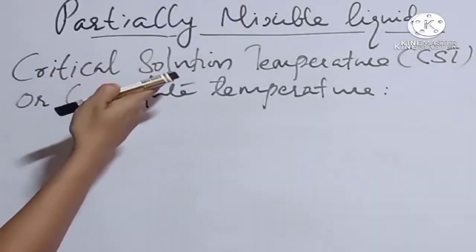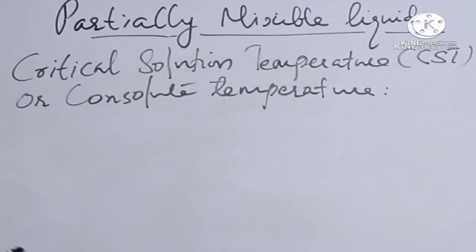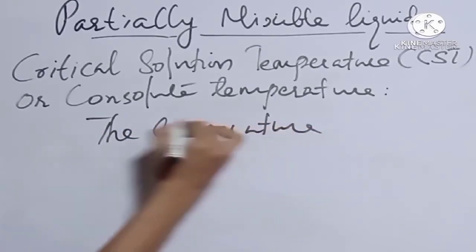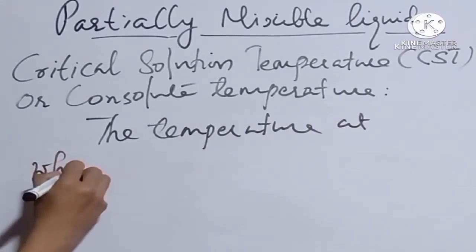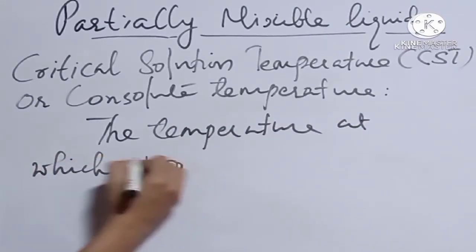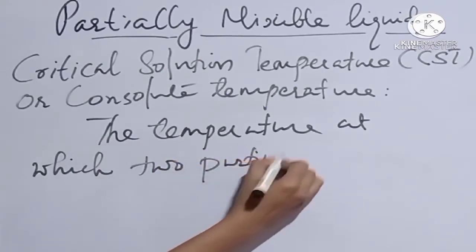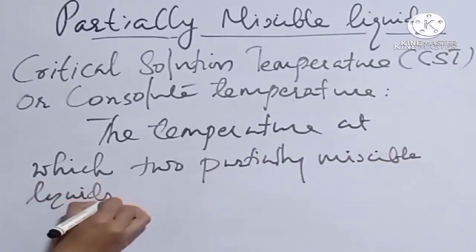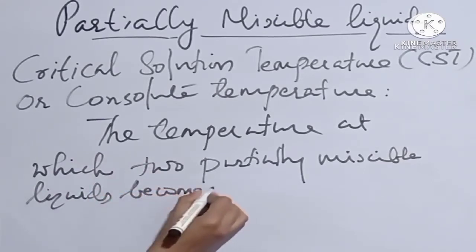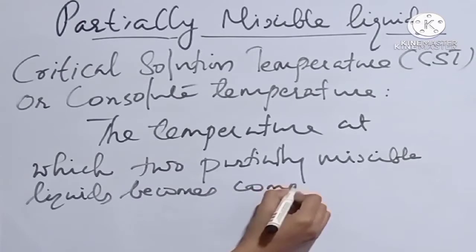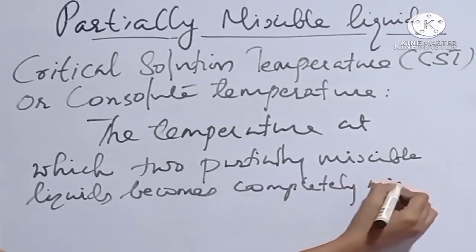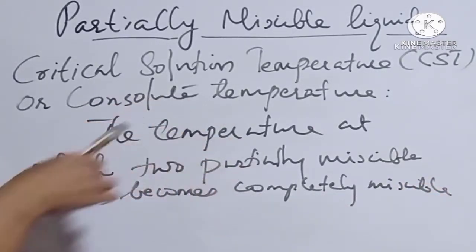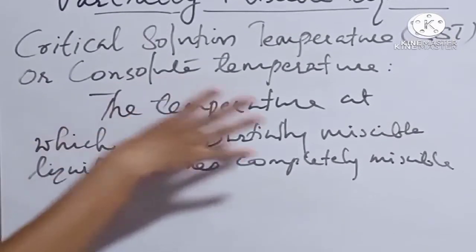So we can define critical solution temperature, CST, or consolute temperature as the temperature at which two partially miscible liquids become completely miscible, or the temperature at which two partially miscible layers merge with each other and form a single layer.